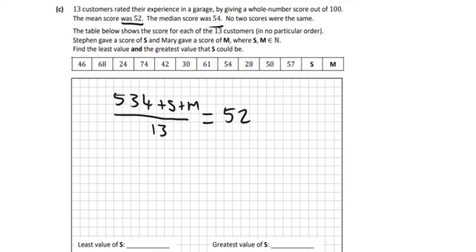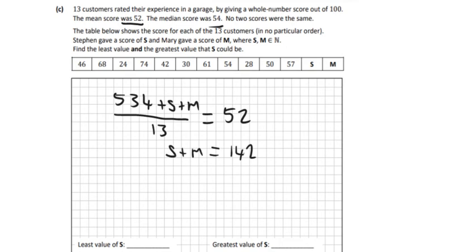So if you move over the 13 and multiply it, and then you take away the 554, so if you move over the 554 and subtract it, so you're just using 2 steps of algebra there, you should get 142. So 142 has to be what S plus M is.